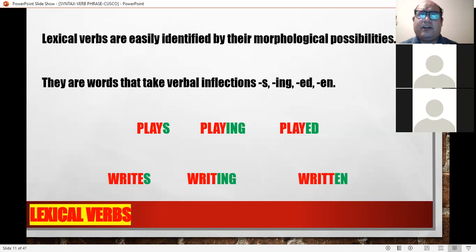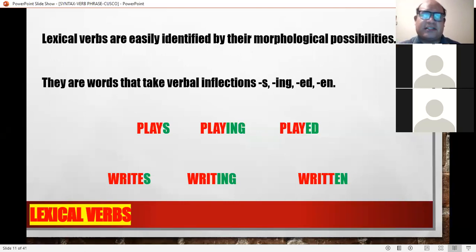Notice this is irregular, right? Writes, present simple; writing, present participle. Remember, the ing is the present participle. Don't get confused with the present continuous. Present continuous is the tense, all right? The grammatical tense. But what is the form of the verb that we use in the present continuous?